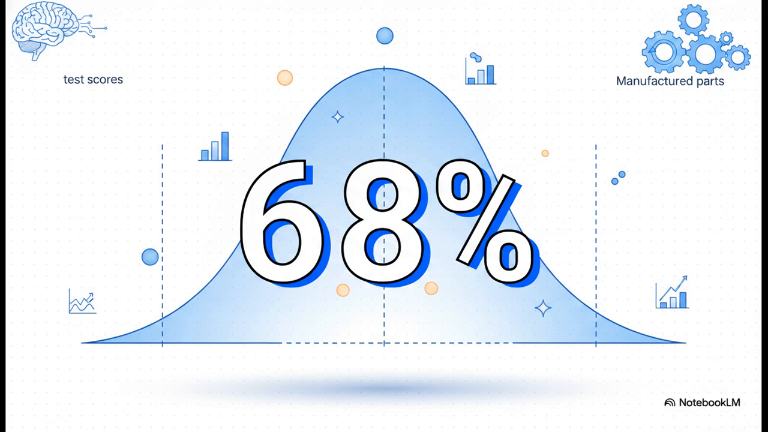That means the vast majority of your population, your test scores, your manufactured parts, or heck, even the timing of your Friday night pizza delivery live right next door to the average.